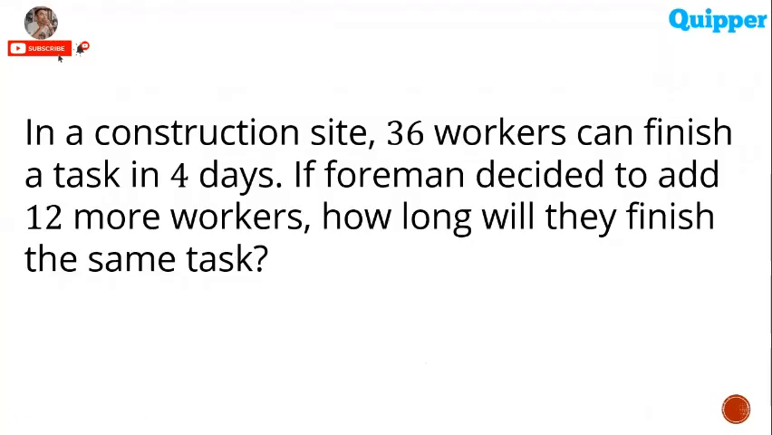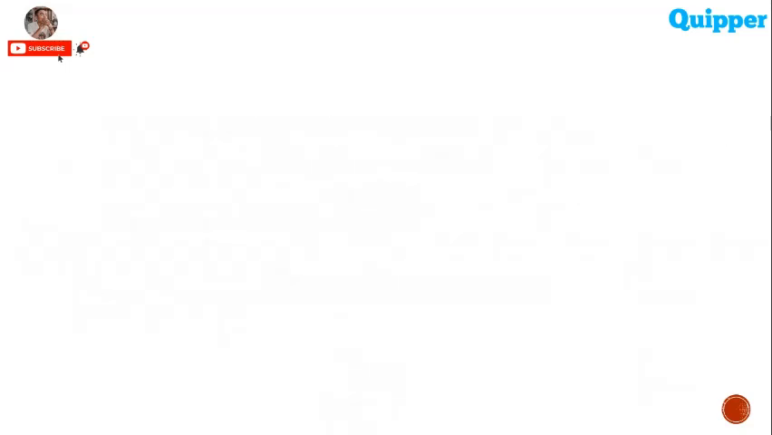Now for your individual practice, you're going to solve this problem. In a construction site, 36 workers can finish a task in 4 days. If the foreman decided to add 12 more workers, how long will they finish the same task? For your answers, please use the comment section.